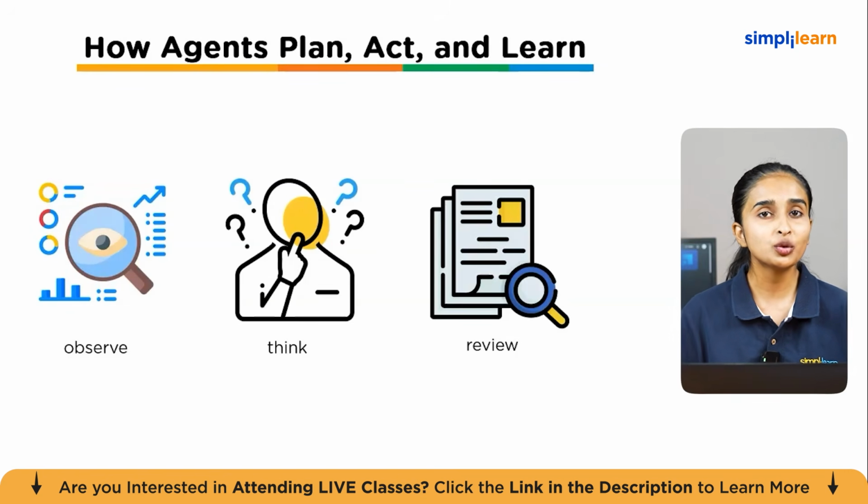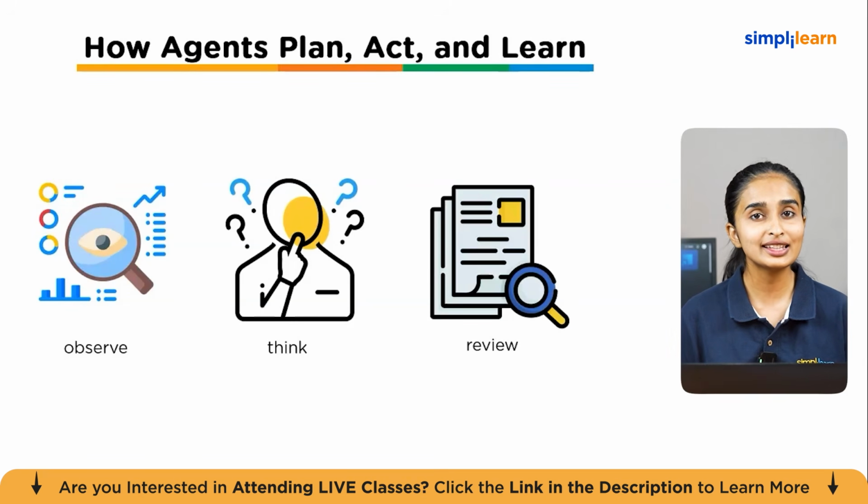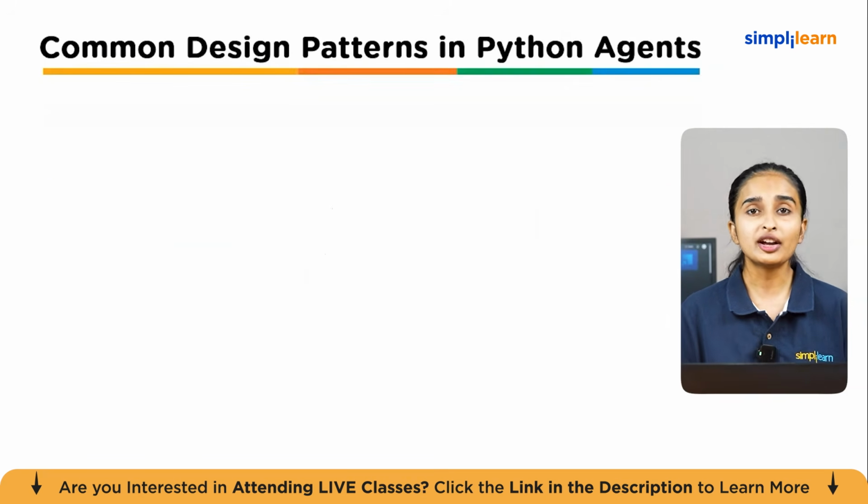So now that the working loop is clear, let's move on to the common design patterns most people use while building these systems in Python. So now that we've understood the basic loop, let's look at some common ways people structure agents in Python. So this is useful because a good structure often matters more than a fancy idea.